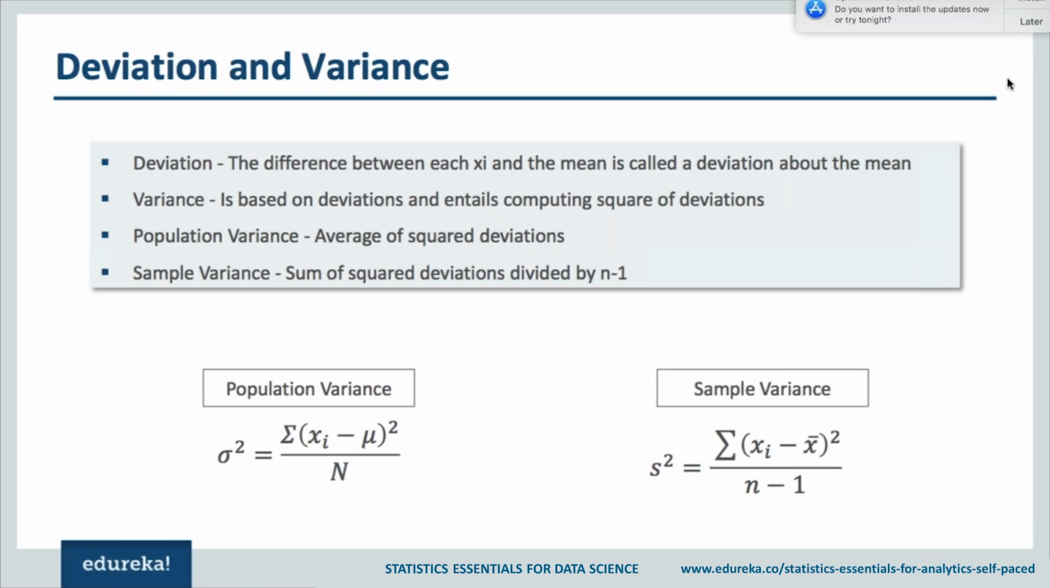Apart from interquartile range, there are 2 more important terms. One is called deviation, another is called variance. Both of these terminologies revolve around the calculation of the mean. Basically, they tell us how much each data point varies from the mean, and we call it variance. The difference between each value and the mean is called deviation, and computing the square of the deviations is called variance.